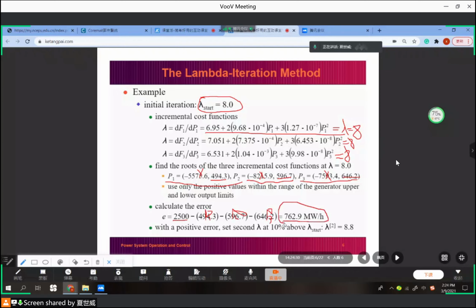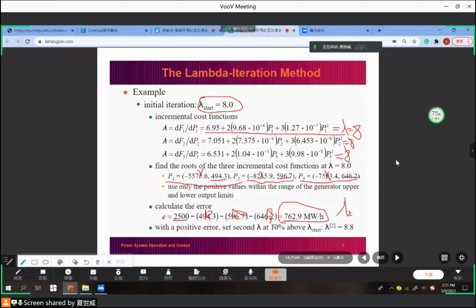There is an error of more than 700. That means the total generation is too small. So in the next step, how do we calculate lambda 2? Because lambda equals 8 is too small, the total generation is smaller than the total load. So for lambda 2, you should increase lambda. So with a positive error, we should increase lambda by 10%.